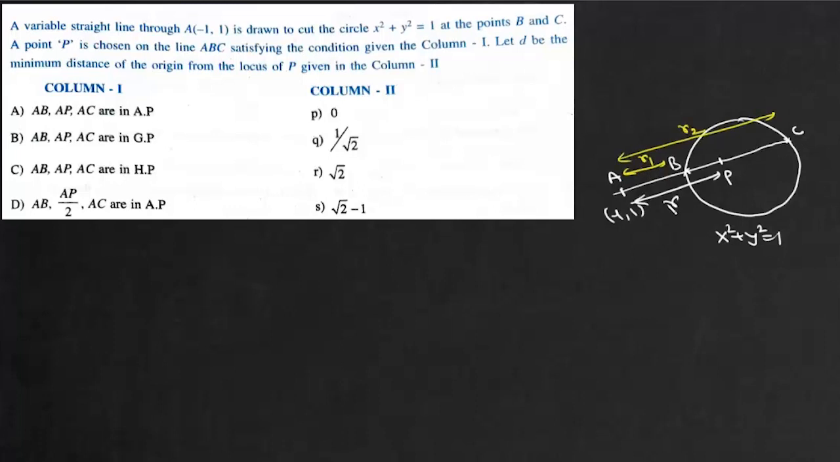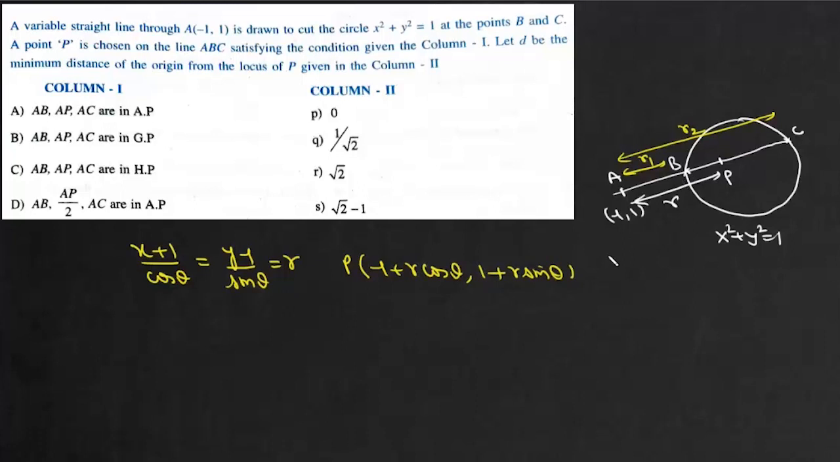Now we can write parametric equation of this line passing through A. So this equation will be (x plus 1) upon cos theta equals (y minus 1) upon sin theta, and will be equal to R. So coordinate of any general point P will be minus 1 plus R cos theta and 1 plus R sin theta. Now we need these points B and C which lie on the circle. So this general point, it will lie on this circle.